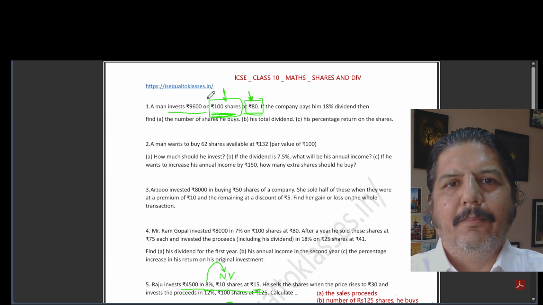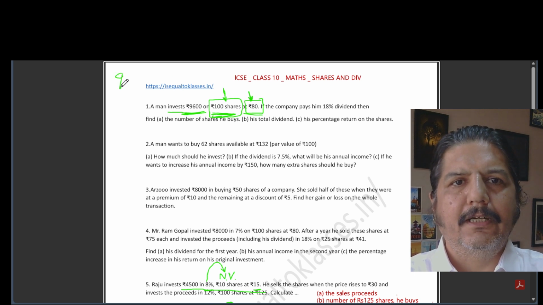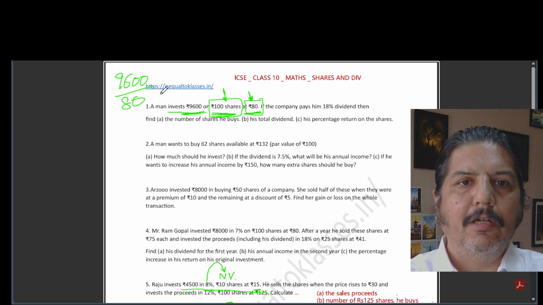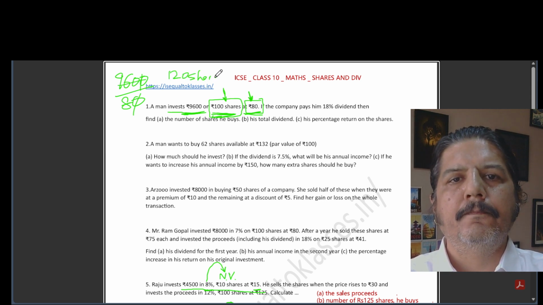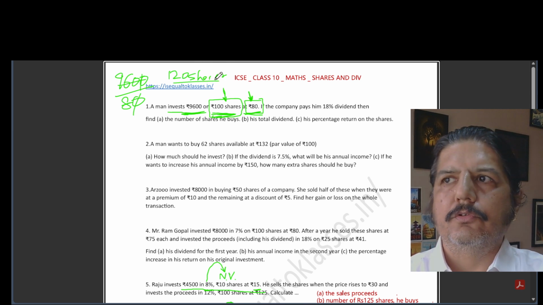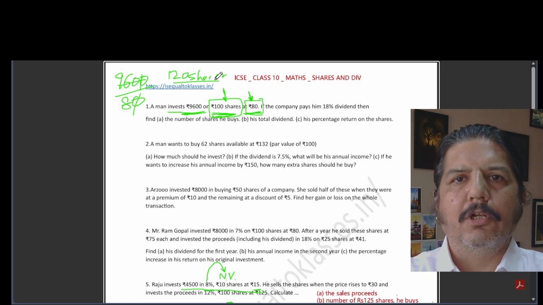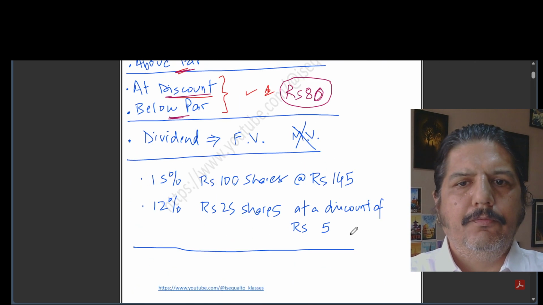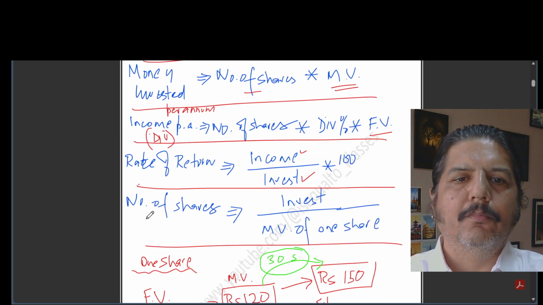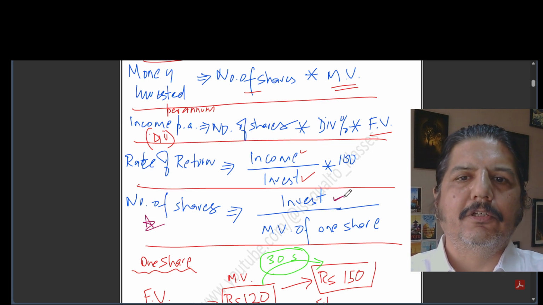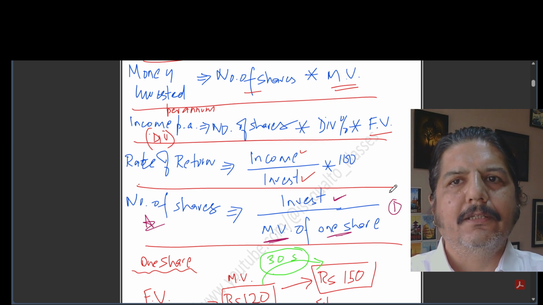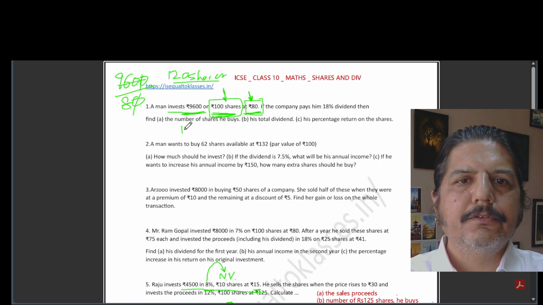Coming back to the question, the man has invested rupees 9600. The share was available at rupees 80 in the market. So how many shares would he have got? He would have got 120 shares. I hope this is clear. Now, there are two ways of doing these questions. You can write formulas and refer to them, or you can apply simple logic. If you like formulas, this is the formula that I have applied: the number of shares is equal to his investment upon the market value, where MV is the market value of one share. So the number of shares is 120 shares.